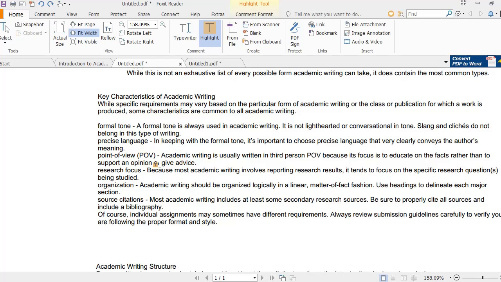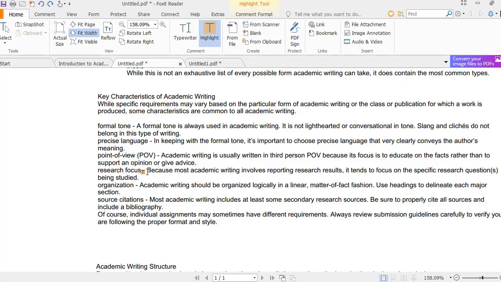A formal tone is always used in academic writing. It is not light-hearted or conversational in tone. Slang and cliches do not belong in this type of writing. Already we have discussed that. We use formal tone in academic writing, so that's what is repeated here.